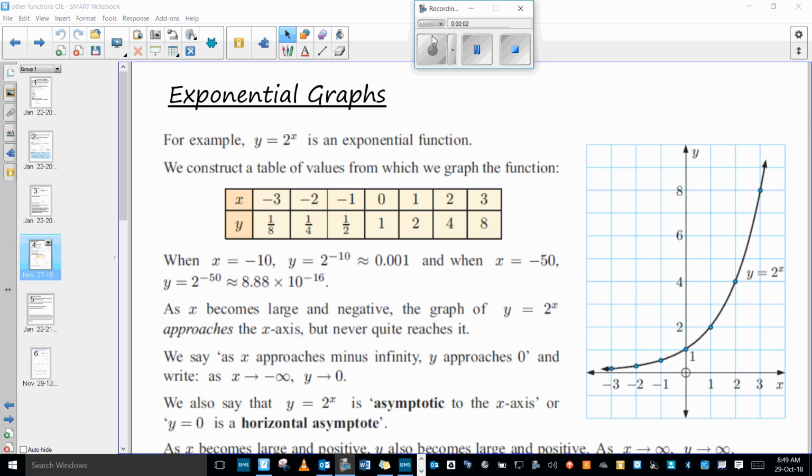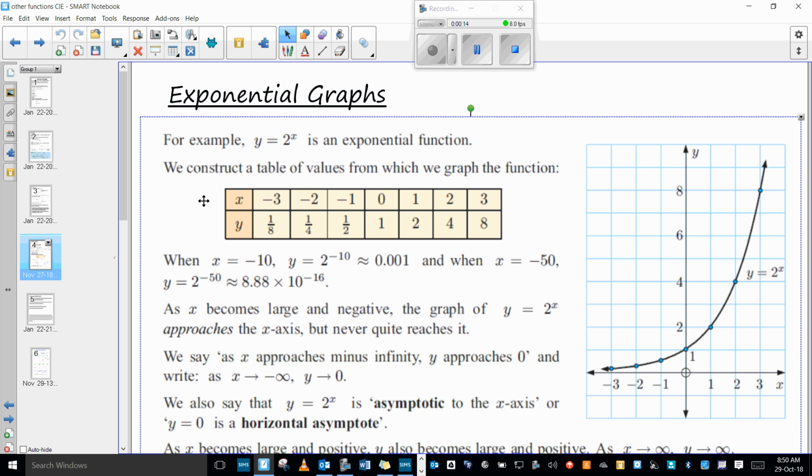To be honest, most of the time, if you're asked to do anything with these other kinds of functions, you'll be asked to plot them. So you would be filling in tables like this. They could probably give you the x values, and you just have to substitute them into the function itself. You can see that this particular example is 2 to the power x. So an exponential function is where you've got your unknown or variable x in a power.